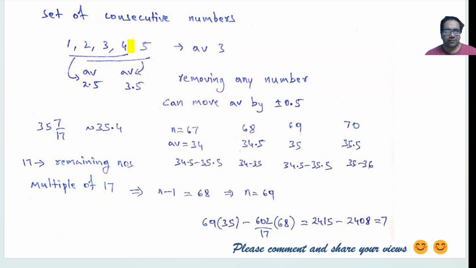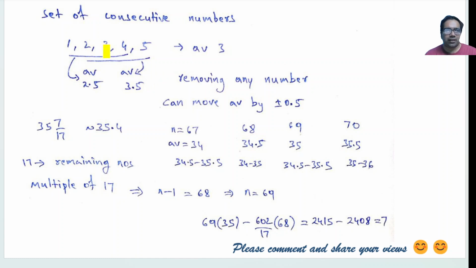If you remove the highest, let's say 5 is removed, you are left with 1, 2, 3, 4, and the average will become the center of this, which is 2.5. If you remove the lowest, then these four will remain, 2, 3, 4, 5. Again, the average will become the center of this, which is 3.5. Now, in the set of 5, if you remove any other number, the average will remain between 2.5 and 3.5. Originally, the average was 3 in a 5 member set. If you remove the highest, it becomes 2.5. If you remove the lowest, it increases to 3.5.